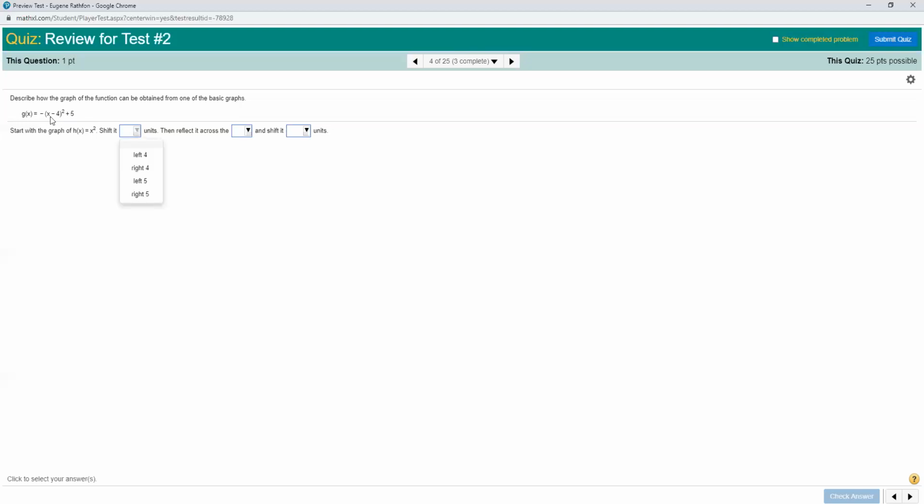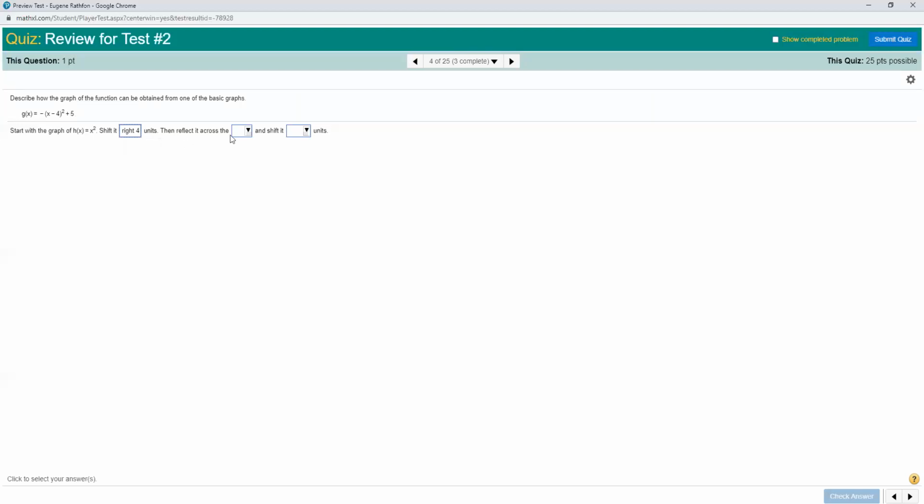So here we go. They're starting with the 4 or the 5. Let's see. So that 4 is negative, so it's really going to go right 4. So I would click on the right 4. And then the 5, since it's at the end, it's not going to go left or right. It's going to go up or down.